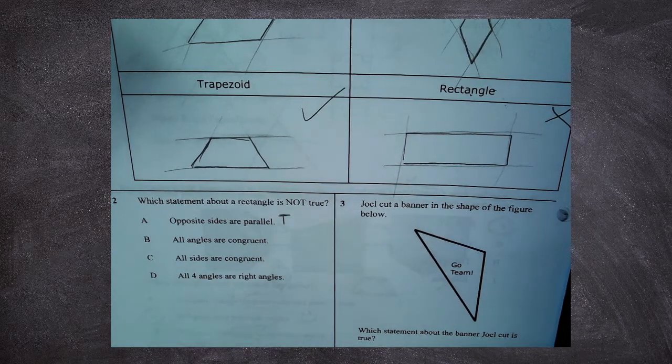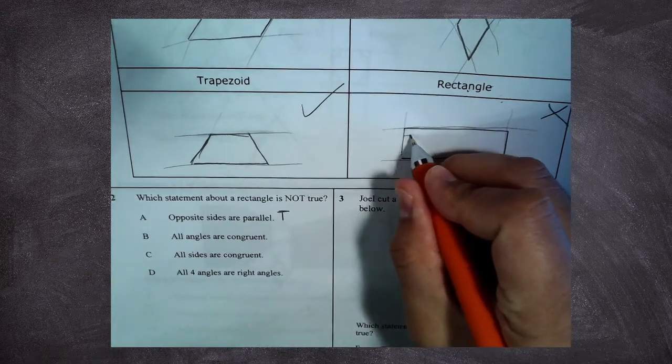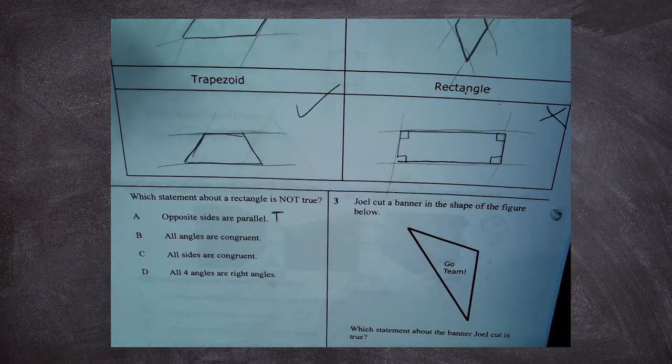B, all angles are congruent. There's that word again, congruent. What does congruent mean? It means two things. Alexa? Okay, who can tell me? What are the two things that congruent means? Kylie? The same in shape and size. Same shape and the same size. All the angles on a rectangle are all right angles. So, yeah, they would be congruent. They'd be the same size because they're all right angles. They'd be the same shape because they're all right angles. That's true.